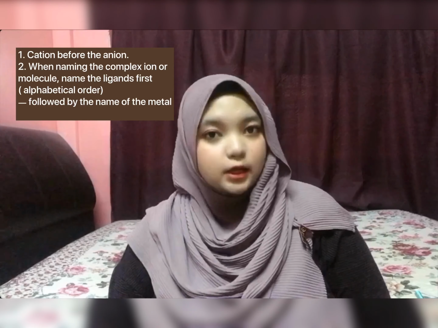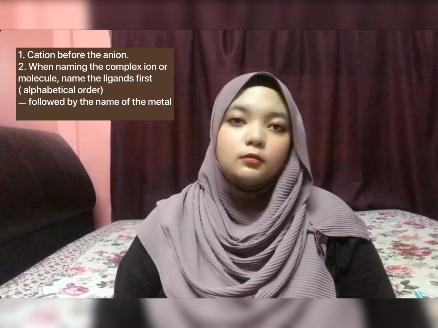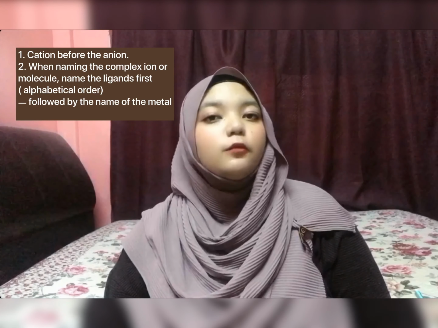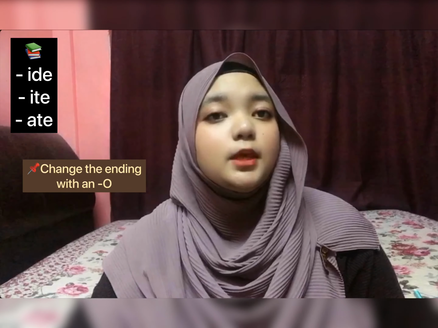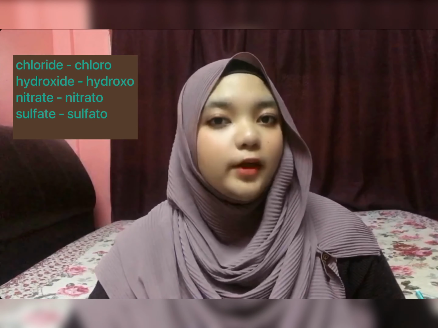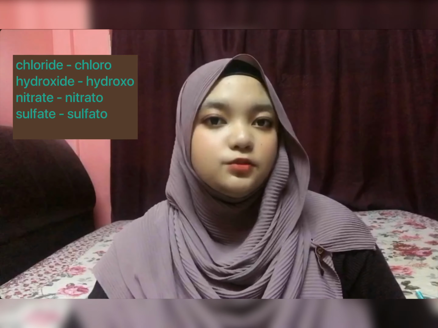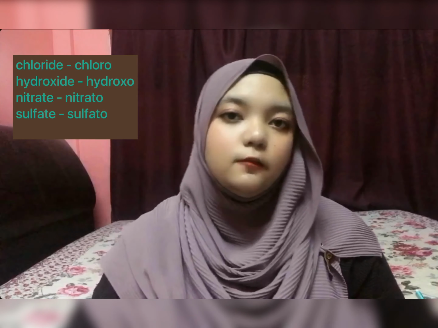How to name the coordination compounds? As I said before, we need to name the cation first, then the anion. Then, when naming the complex ion, we need to name the ligands first in alphabetical order, followed by the name of the metal. For an ion that ends with ide, ite, and ate, we change the ending to o. For example, chloride becomes chloro, hydroxide becomes hydroxo, nitrate becomes nitrato, and sulfate becomes sulfato.